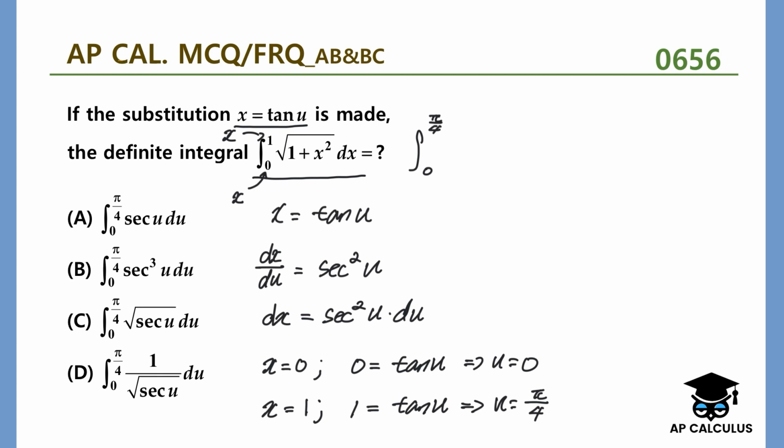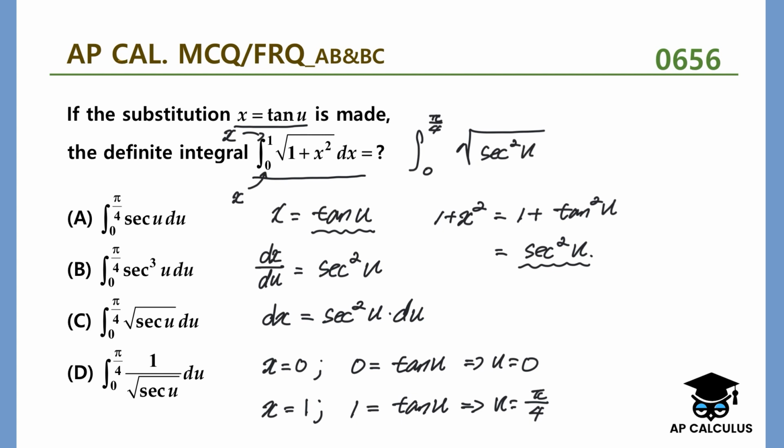We have square root of 1 plus x squared. 1 plus x squared is equal to 1 plus tangent squared u, right? 1 plus tangent squared, that's secant squared, so that is equal to secant squared u. So far so good. So we have the square root of 1 plus x squared, that's the square root of secant squared u, times dx. dx is secant squared u du. Secant squared u du, right?